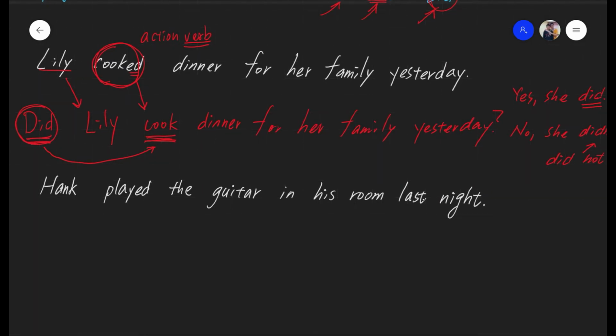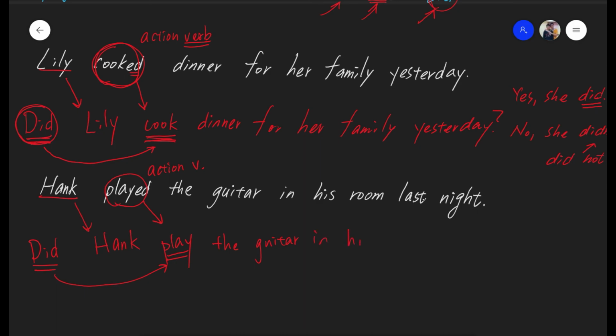Second example, we have Hank played the guitar in his room last night. Played is an action verb. So to make a yes/no question, we need the help of a helping verb. And now you know the helping verb is actually did. Okay? And then we need to write the person down. Did Hank. And because of did, the helping verb, we need to change play into its base form. So it's play. Helping verb, base verb. So did Hank play the guitar? The rest of them are the same.